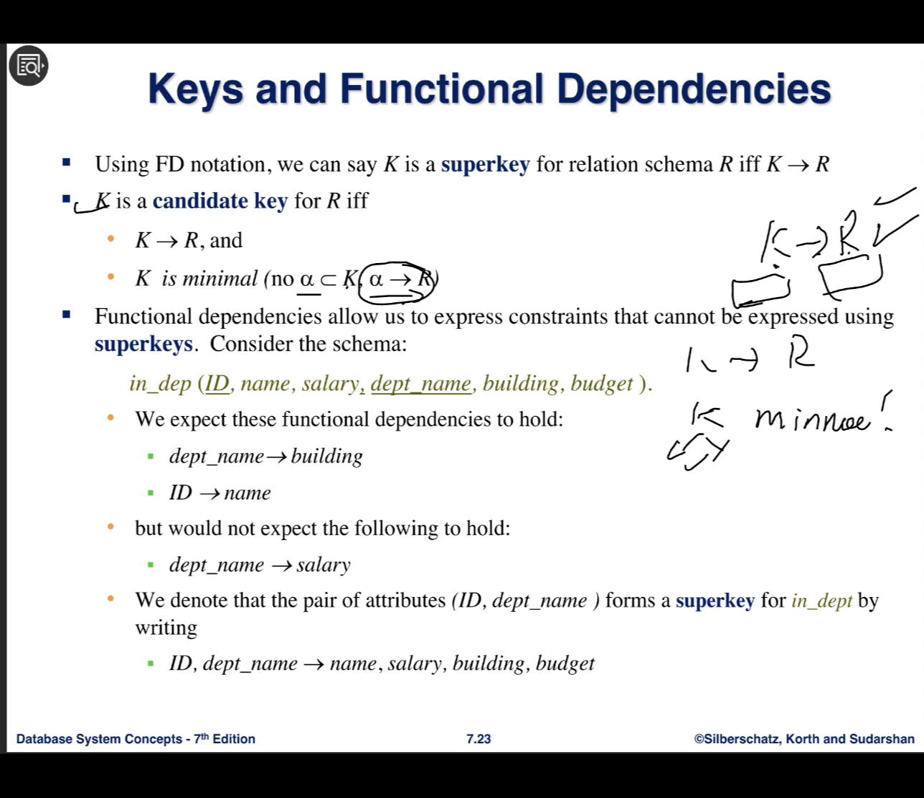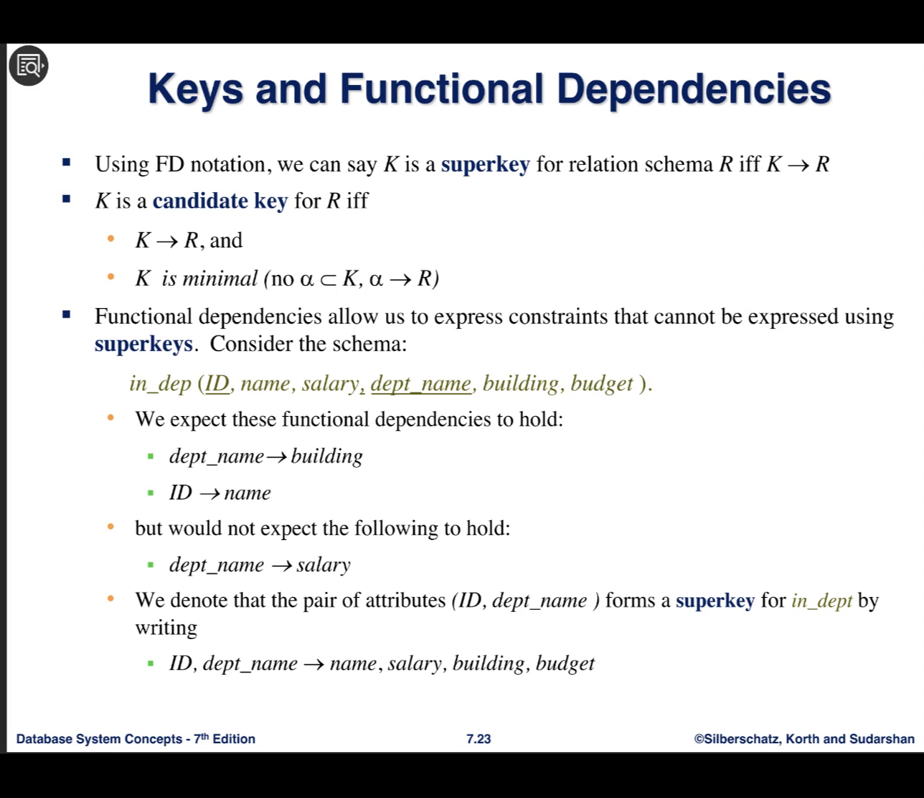Let's look at an example. Take a look at this relation: instructor and department, where we put everything in one relation. The key here, we said, is the ID and the department name. This is the super key of this relation. Generally speaking, the candidate key would be the ID, or the department name. Both of them must exist in order to uniquely identify all the tuples of this relation.